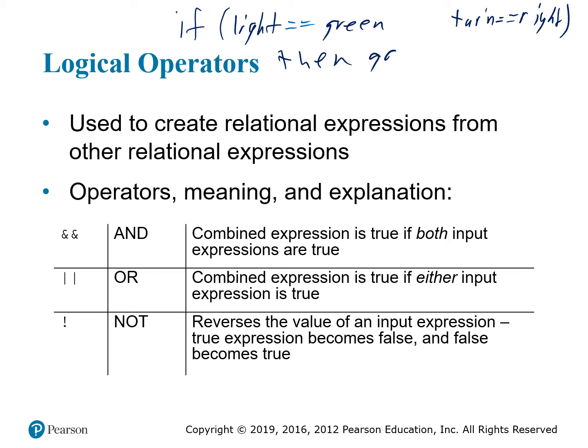Well, OR in C++ is a pair of vertical lines. Not the most intuitive thing in the world. And in C++ is a pair of ampersand characters. That makes much more sense to us. We're used to seeing the ampersand character mean and. And then, as I mentioned before, the exclamation point character means not in C++.